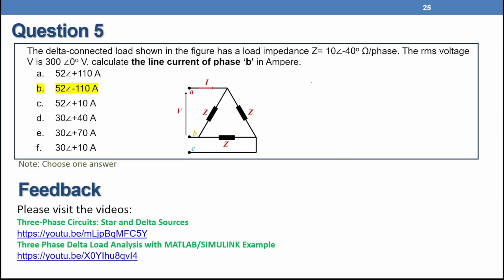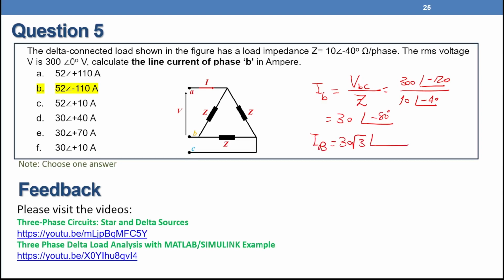So we are going to calculate the phase current for phase B, which is VBC over Z. That one will be 300 angle minus 120 over Z, which is 10 angle minus 40. So that one will be 30 ampere angle minus 80 degrees. So the line current for phase B will be 30 root 3 angle minus 80 minus 30. So that one will be roughly 52 angle minus 110 degrees ampere. So the choice is B.